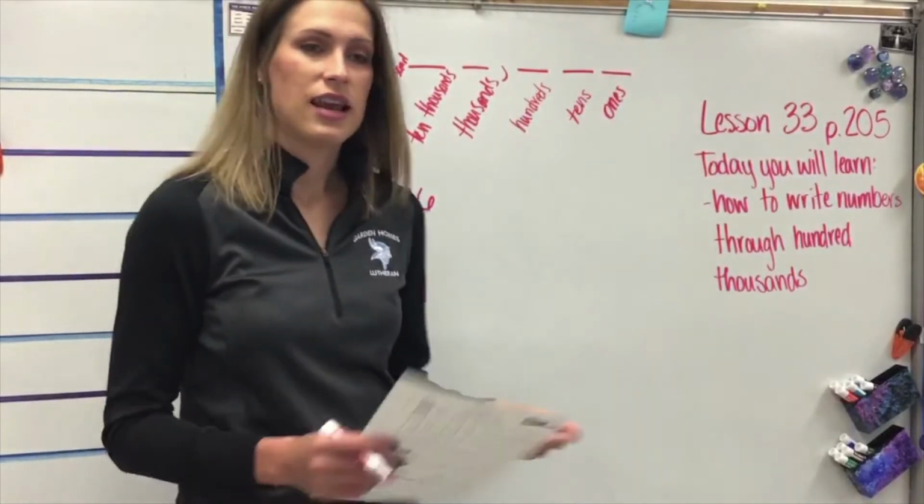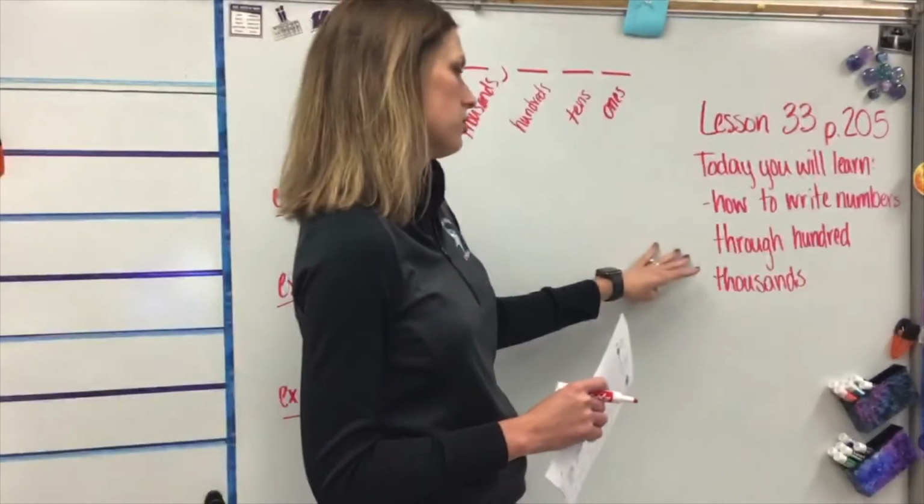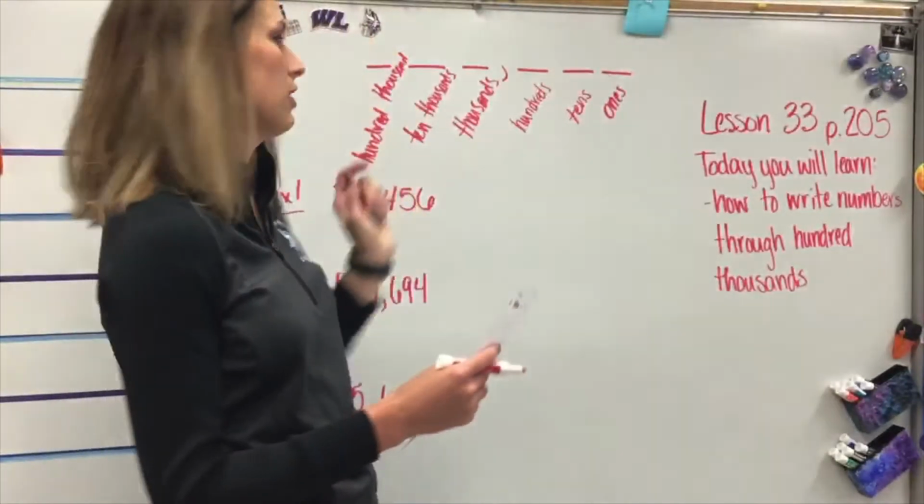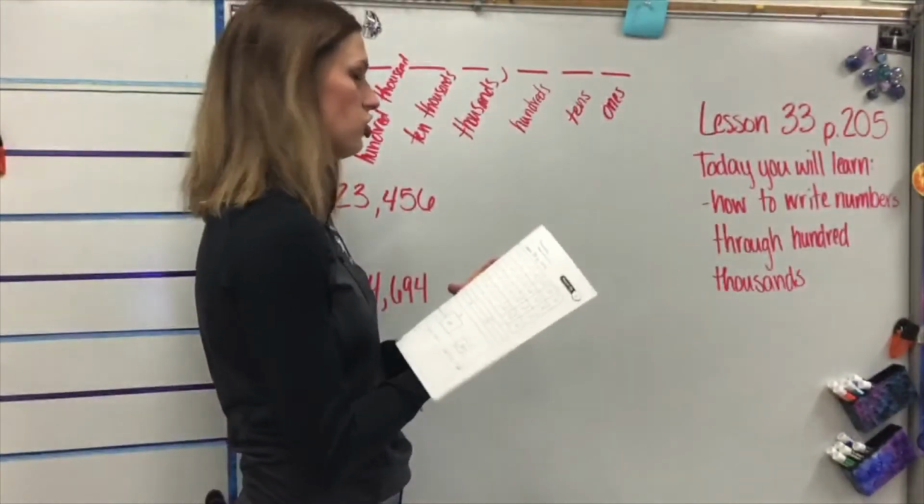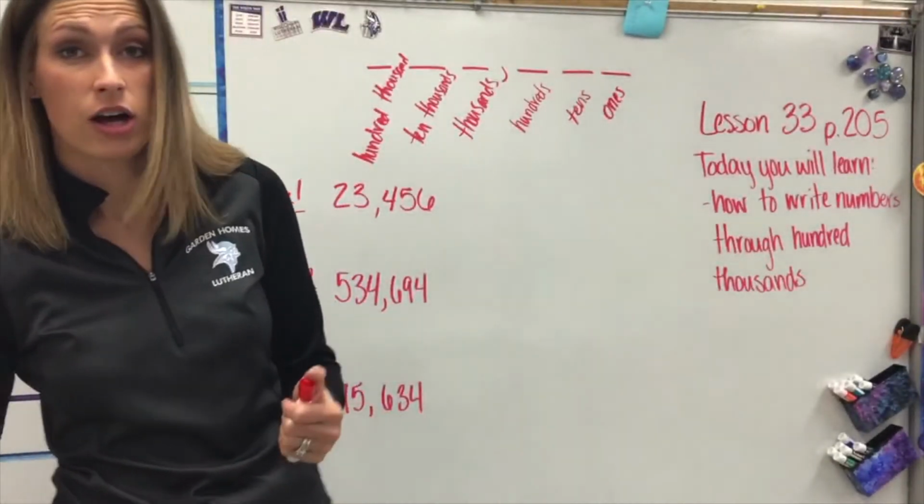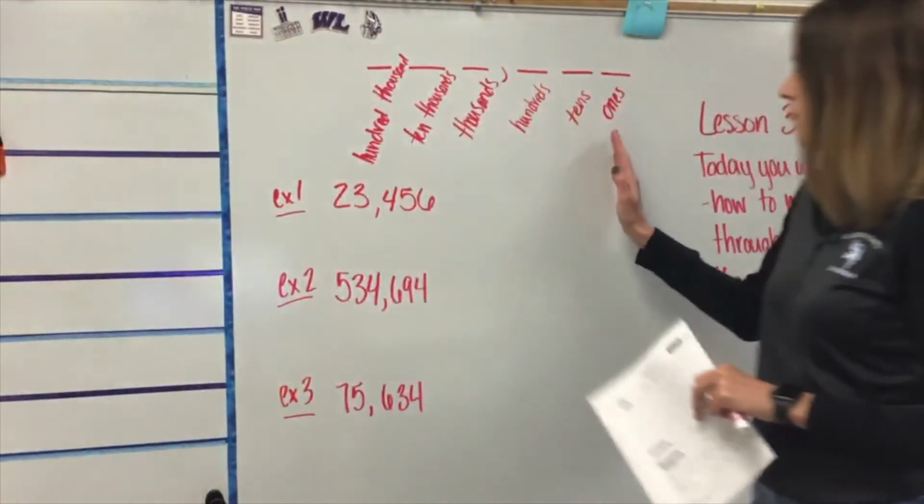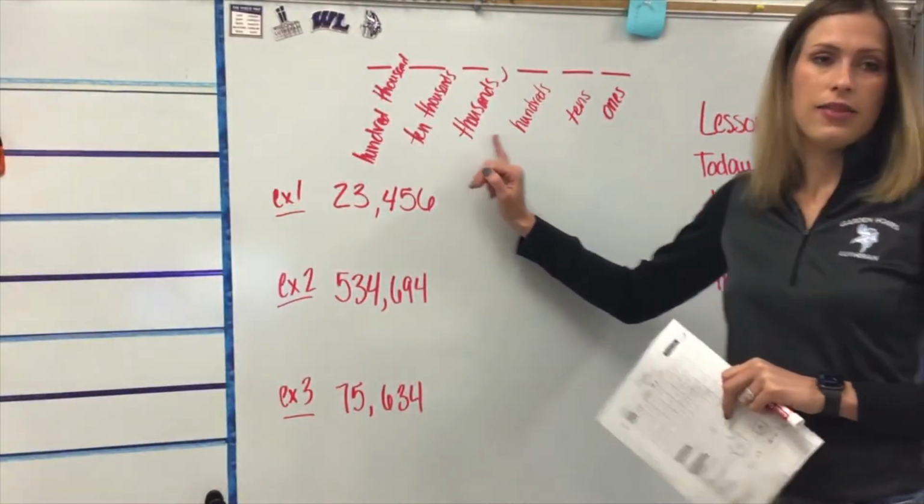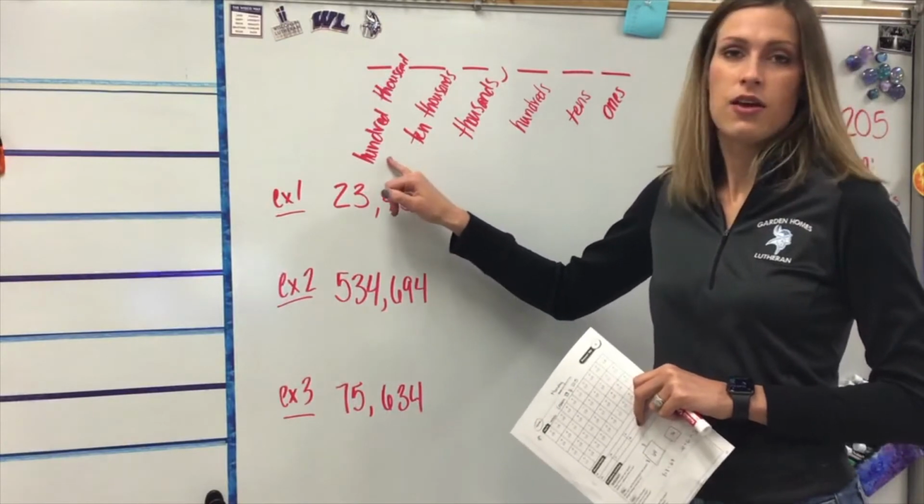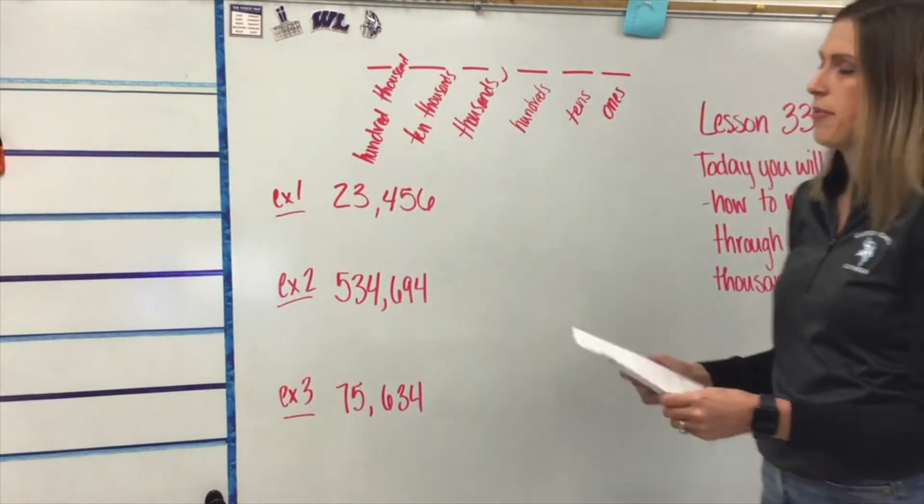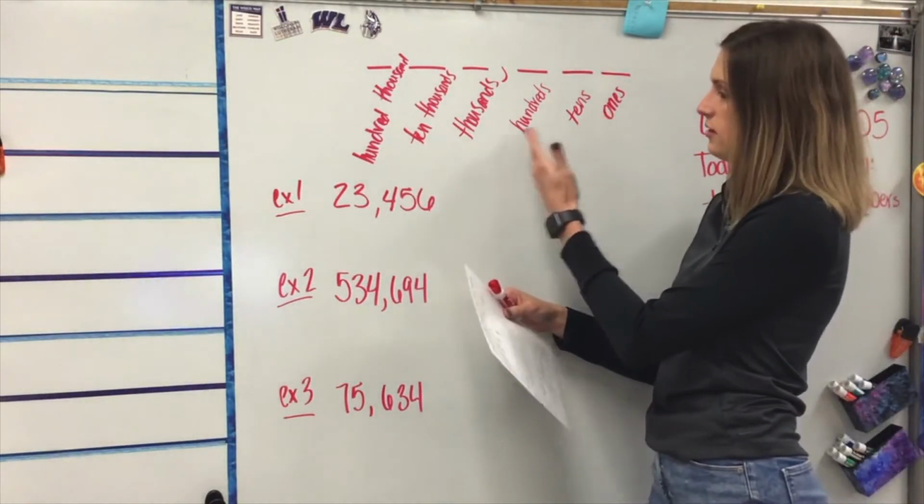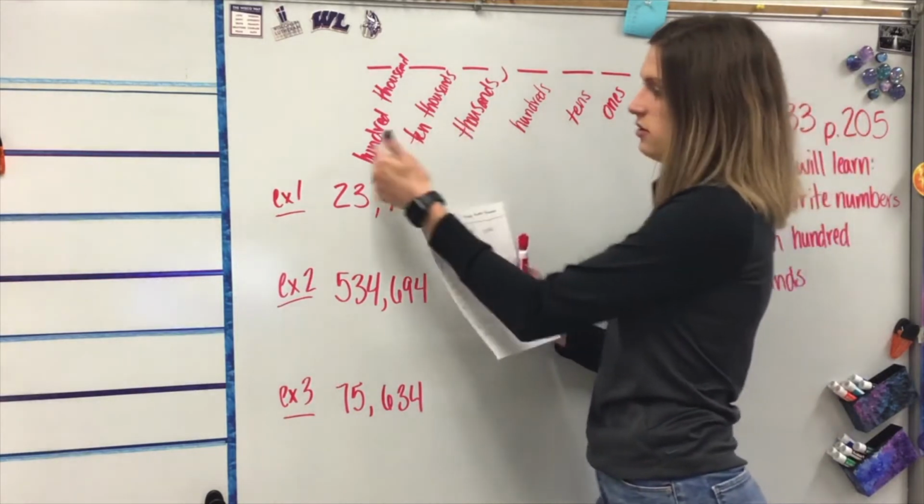Third grade. Today you will learn how to write numbers through the hundred thousands. So we've done this before when we had numbers just through the thousands. Today we're moving into the hundred thousands. So here we have our ones, tens, hundreds, and then our thousands, 10,000s, 100,000s. Okay? Notice that pattern's going to repeat. So we've got ones, tens, hundreds, thousands, 10,000s, 100,000s.